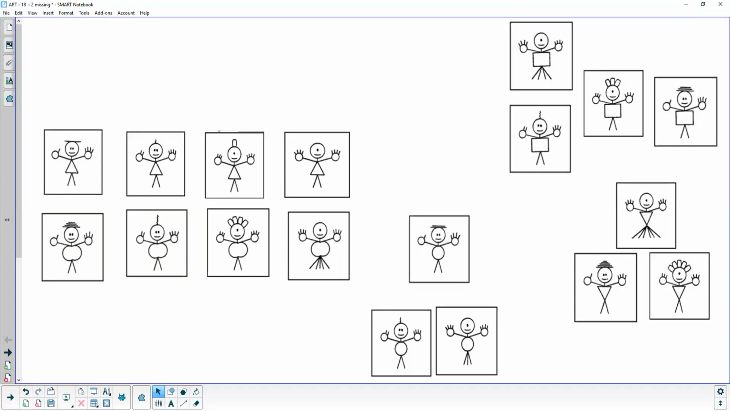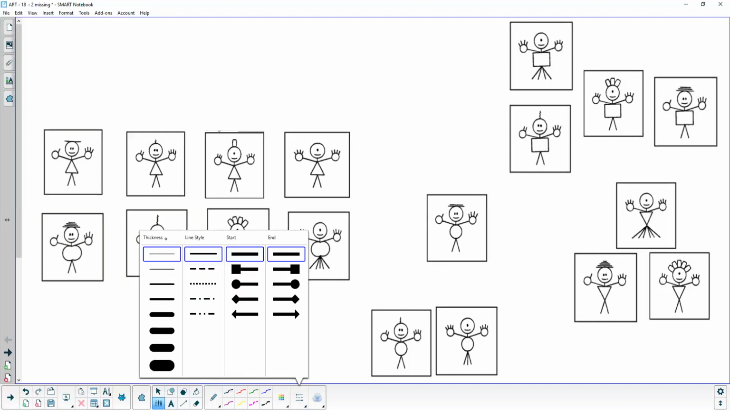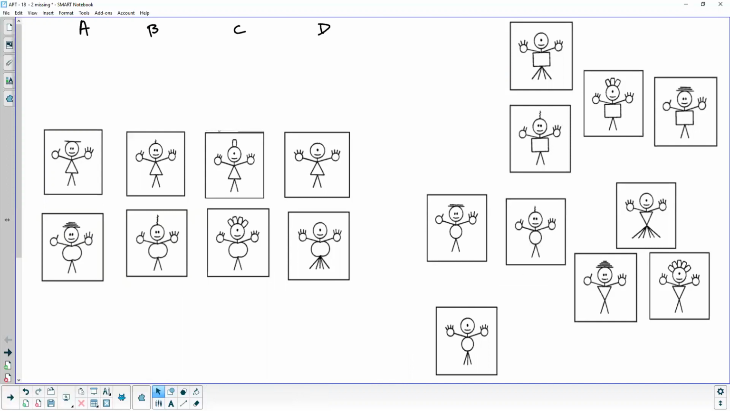So this guy, which column is he going to in here? I'm just going to label these so that we know what we're talking about. So we're going to say this is column A, this is B, this is C, this is D. Where logically could this guy go? In which column do you suppose?